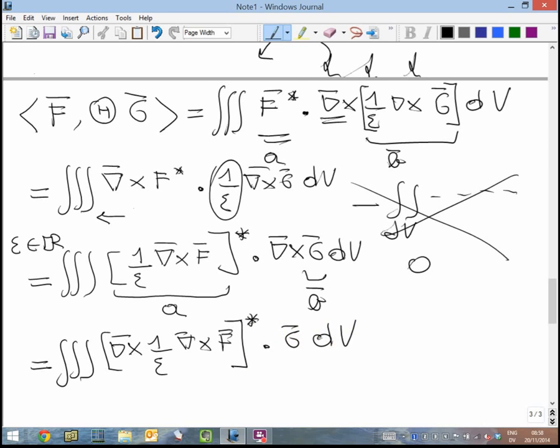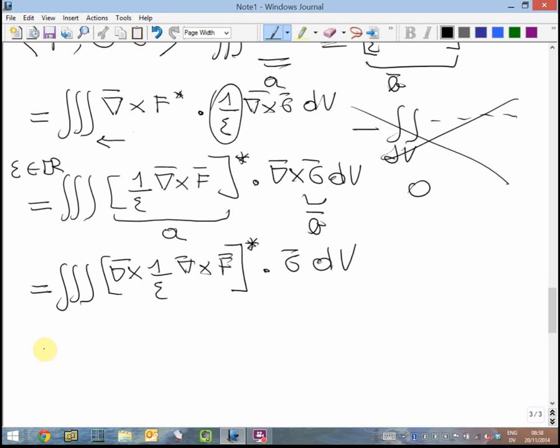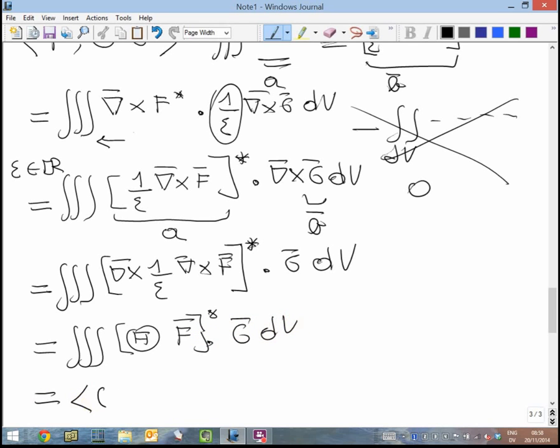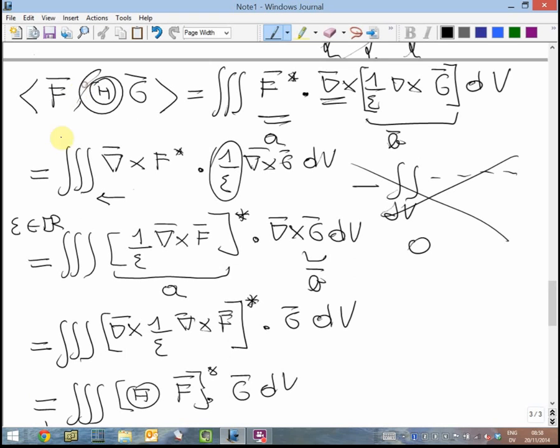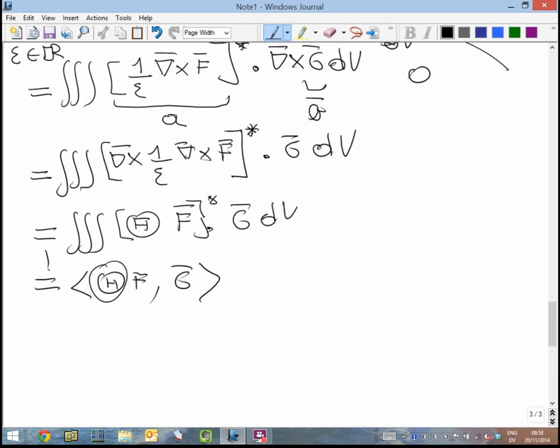dV, okay. But what do we have here? We have here nothing more, nothing less than the capital theta operator operating upon F, complex conjugate G dV, which is simply by definition the scalar product of theta F G. So indeed we see that we can bring the theta operator from operating upon G to operating upon F, and we get exactly the same results. So this is the proof that our operator theta is a Hermitian operator.